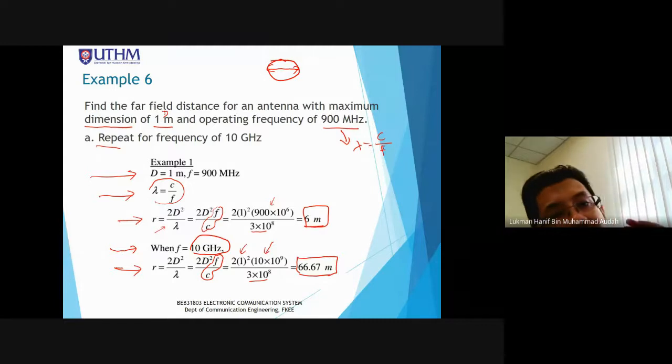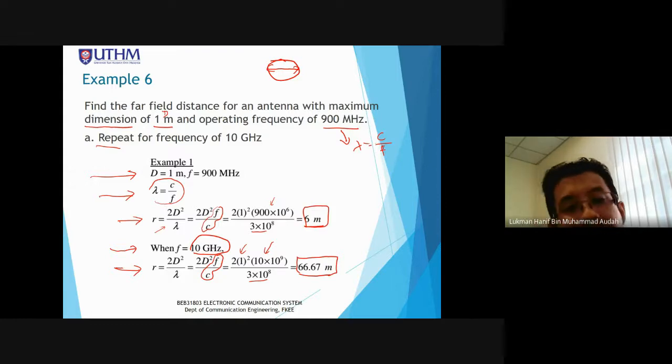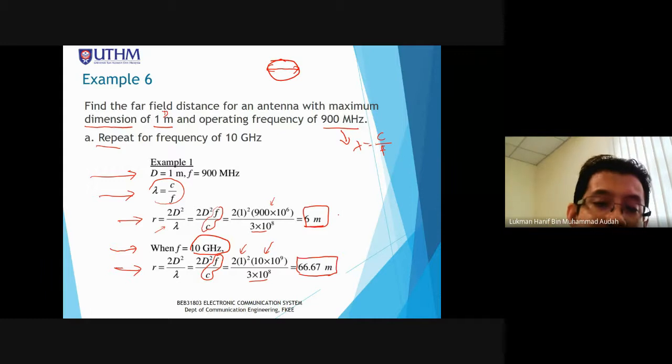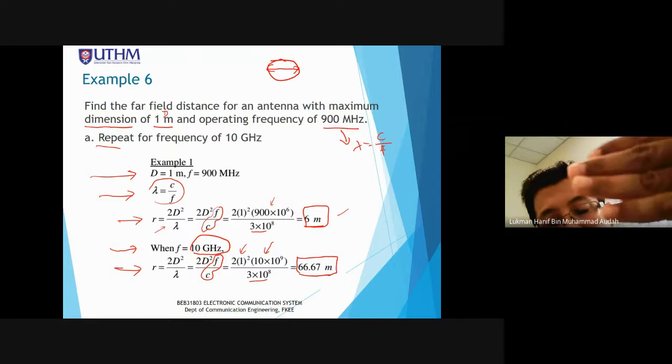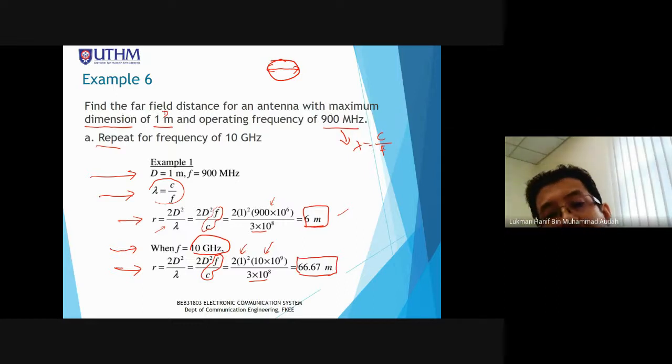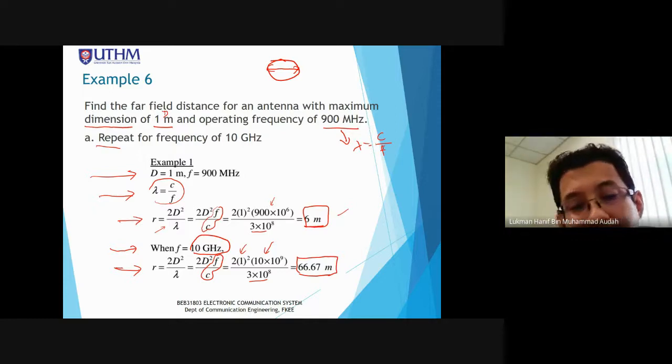Gelombang itu perlu pergi lebih jauh untuk sampai kepada far field region. Berbanding kalau kita menggunakan frekuensi yang lebih rendah, gelombang itu perlu pergi lebih jauh daripada 6 meter, maka dia sudah sampai ke dalam far field region. So apakah kebaikan-kebaikan itu nanti akan boleh dipelajari lebih dalam berkenaan dengan apa gunanya kita nak tahu semua ni. So ada dia punya sebab kita nak cari semua perkara ini.